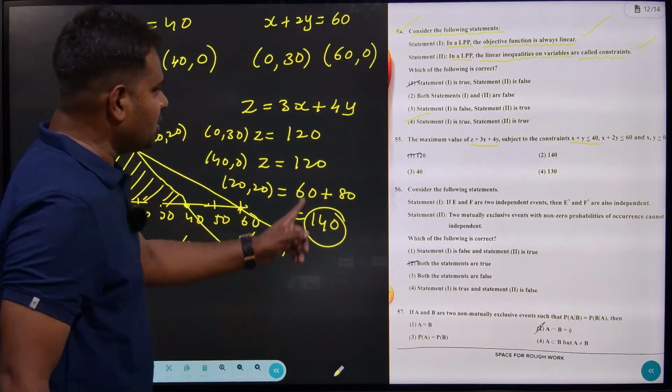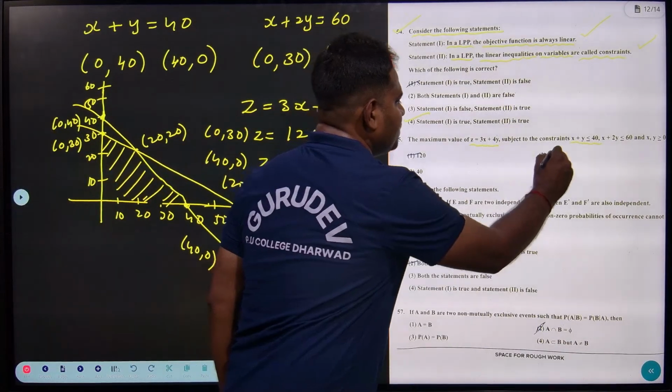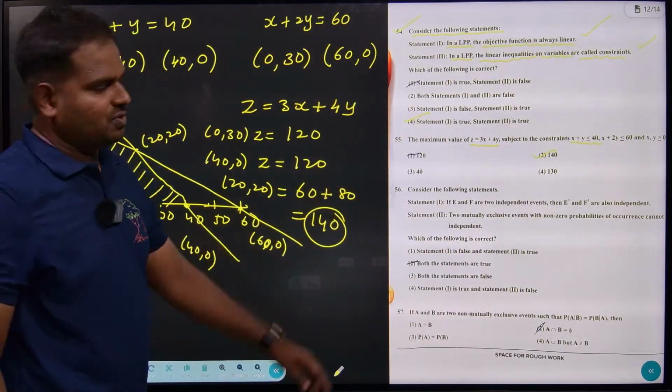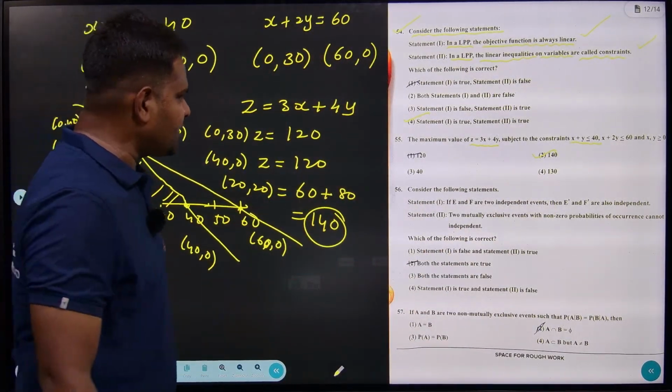What is the right option for this question, students? Option 2 is the right answer for this question. Now let us look at the next question here.